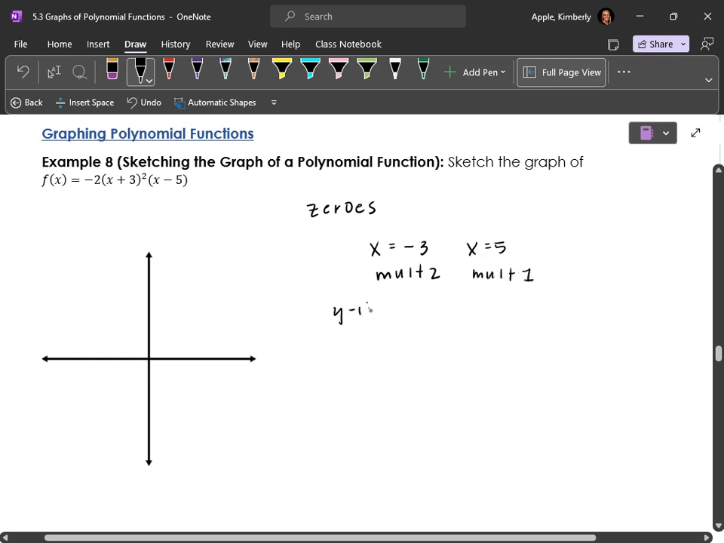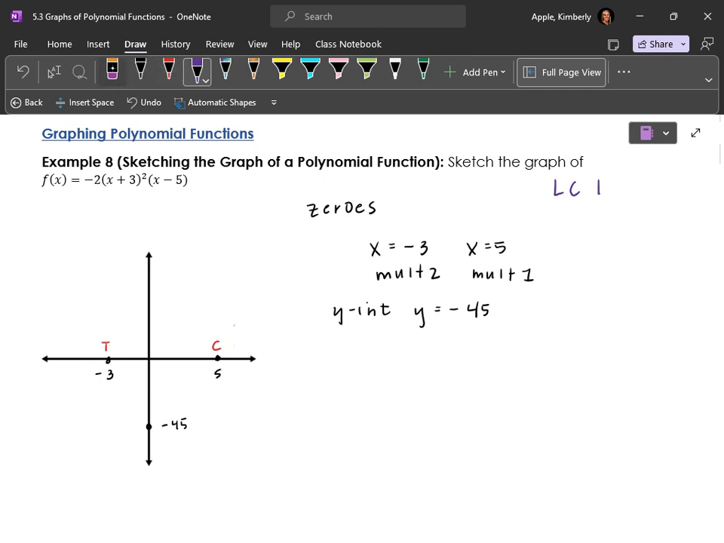And the y-intercept, which can be obtained by f of 0, is actually going to be -45. So we'll have an intercept here at -45. I'll have a 0 at x equals 5, and I'll have a 0 at x equals -3. And just as a reminder, this multiplicity 2 at -3 is going to be a touch, and this is going to be a cross because that's a single multiplicity. And we also need to go back and figure out the end behavior, right? So the leading coefficient is negative.